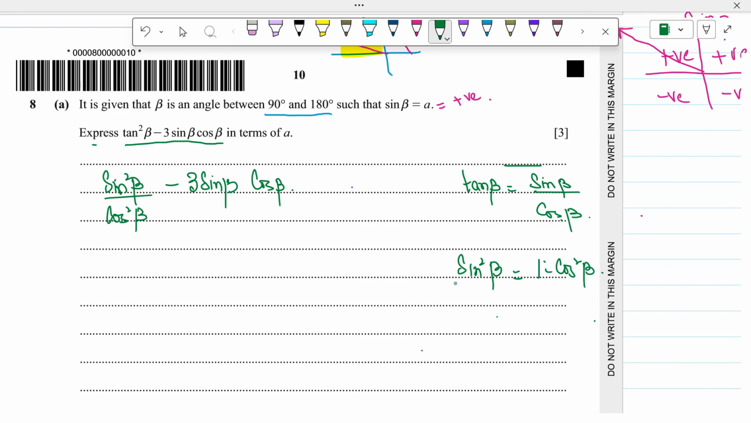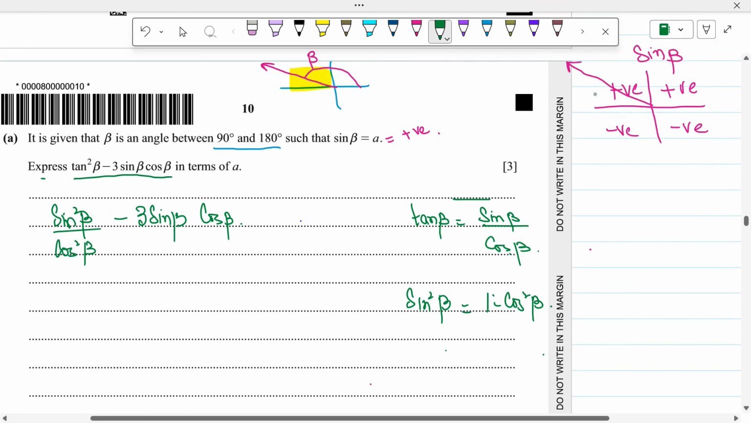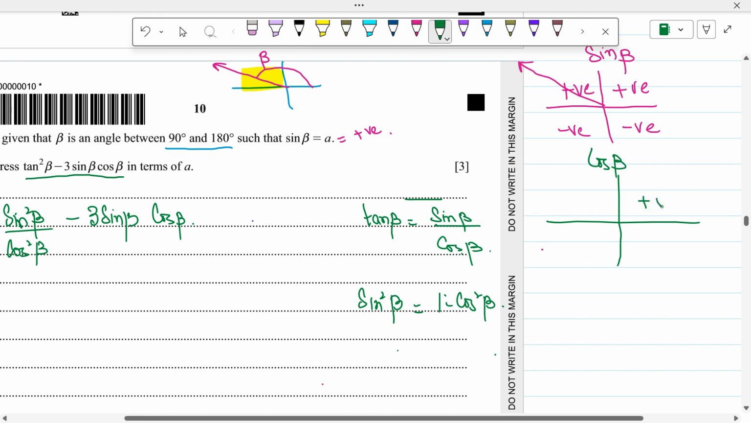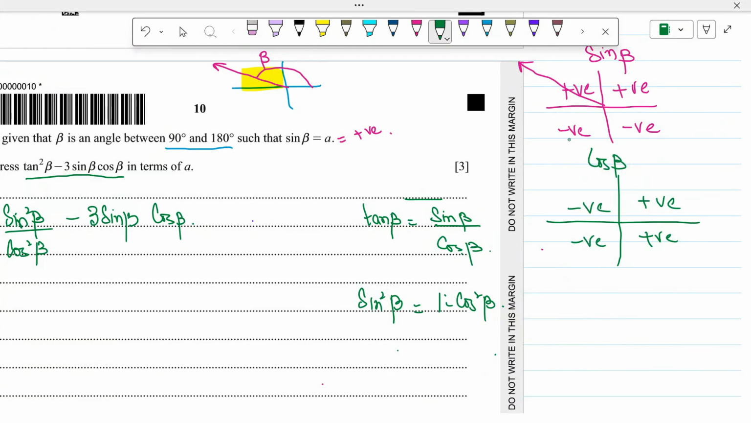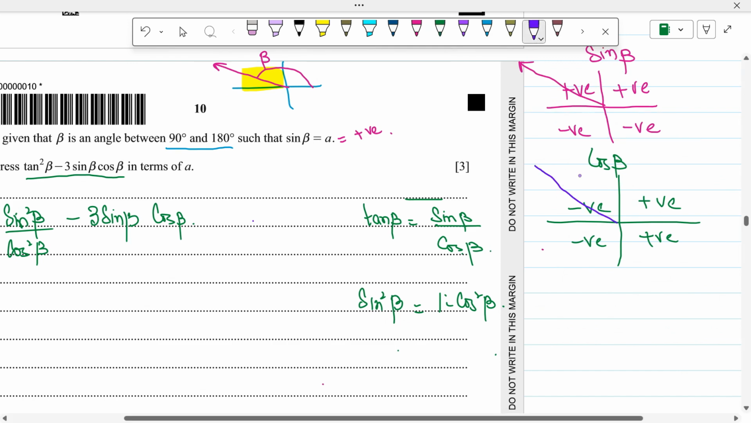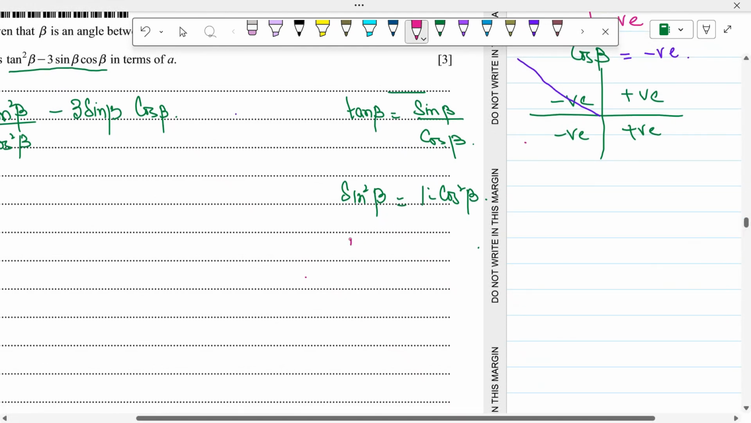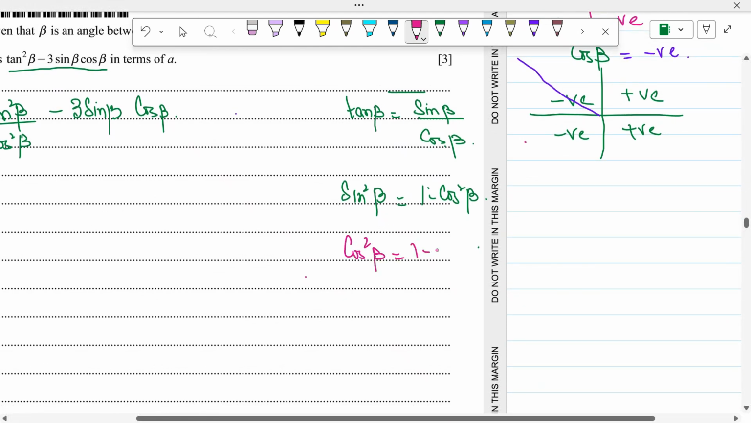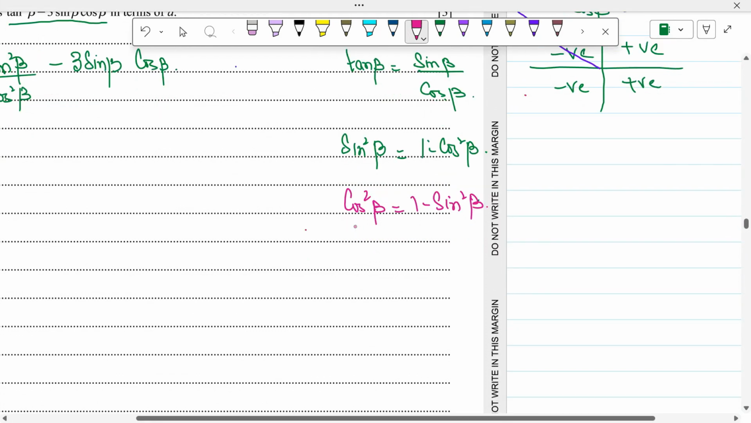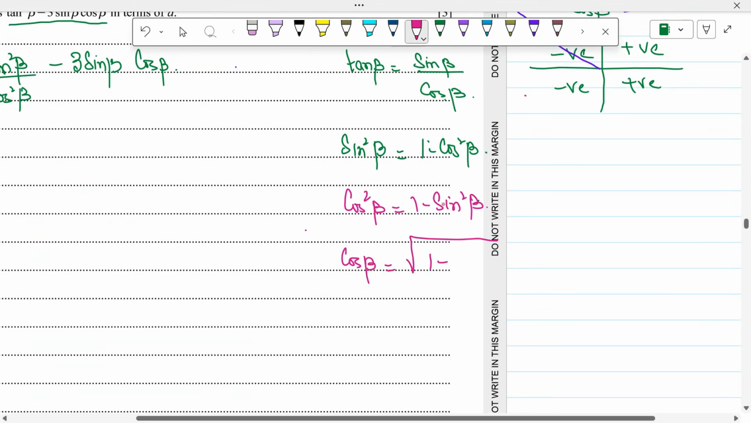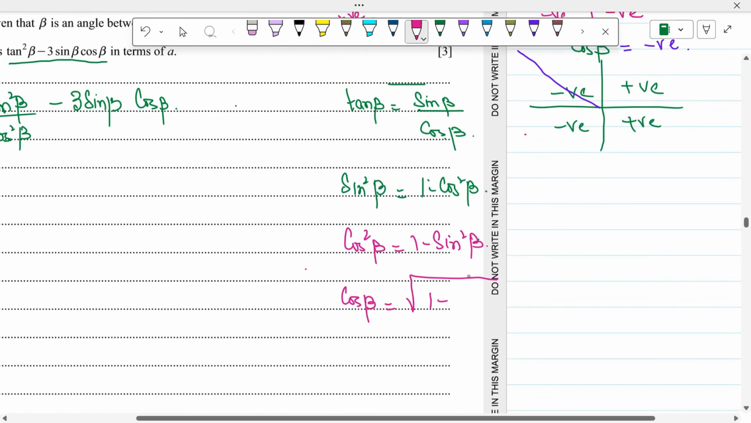But one thing we should know is that the angle beta is in the second quadrant, and the cos function is positive in the first and fourth quadrants, whereas it is negative in the second and third quadrants. Because beta is in the second quadrant, cos of beta should be a negative value. So we can write cos square of beta is equal to 1 minus sine square of beta, and cos of beta is equal to under root 1 minus sine of beta, which is a, so a square.